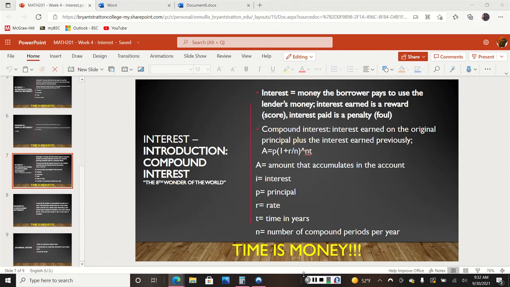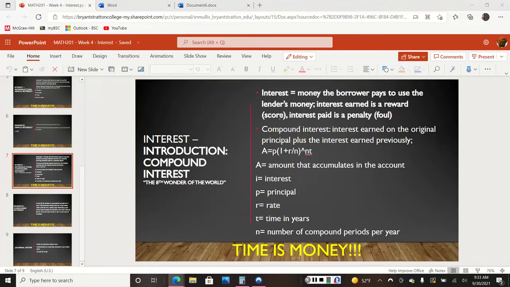So the next thing we're going to discuss is compound interest. It's referred to as the eighth wonder of the world. And this is where time is money actually comes into play. You'll understand why time is money. It's called the eighth wonder of the world because the earlier you start collecting interest, the bigger the total amount ends up being. So that's why time is money.